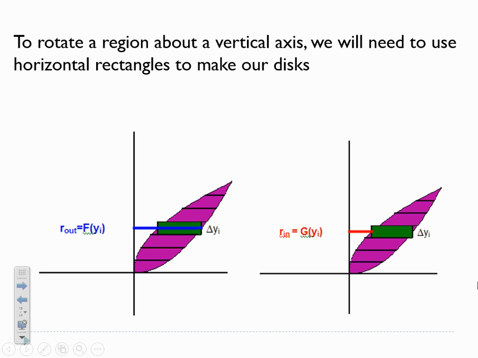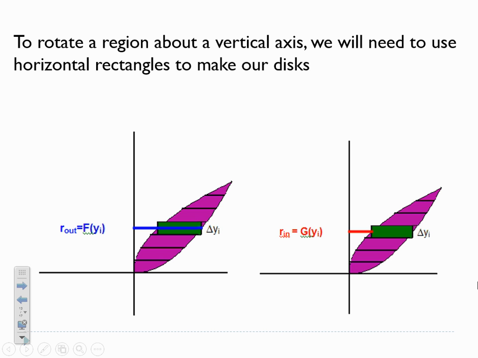Now we want to rotate over a vertical axis. And if we still want to have discs or washers, we're going to have horizontal rectangles. So I'll have you notice these rectangles are perpendicular to our axis of rotation. That is how we're getting these discs and washers.